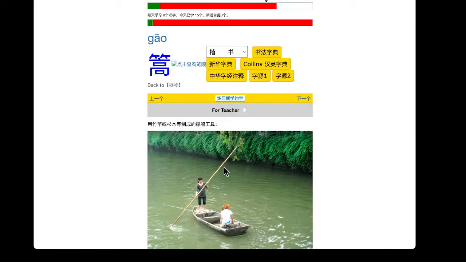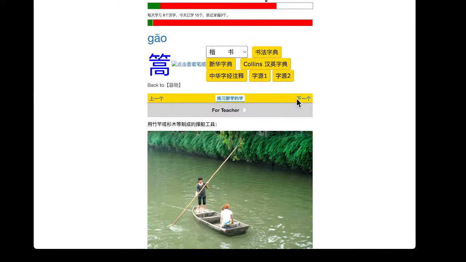This one's very straightforward. On the bottom right, it just refers to something big and tall, because the pole has to be really long, and it's made of bamboo, so you got that bamboo hat top. Pretty easy.